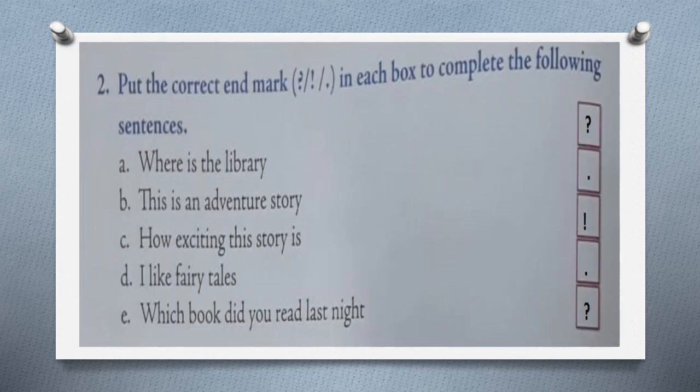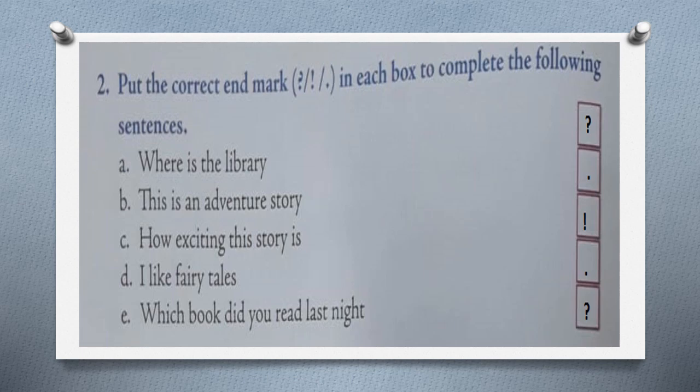Children, let's do exercise 2. Put the correct end mark. Here are given question mark, exclamation mark and full stop. In each box, complete the following sentences. See A part. Where is the library? In this sentence, asking a question. Then put a question mark.